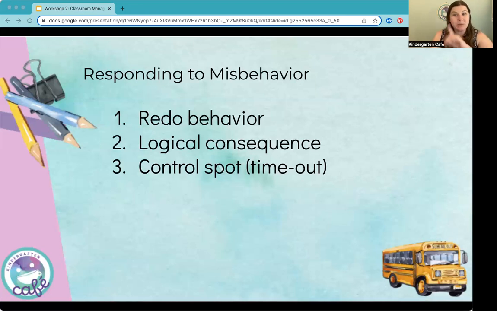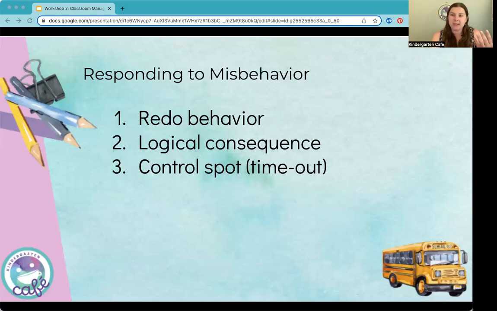A really, really good one, if kids are using the whiteboard markers inappropriately, is a problem in my class this year. Oh, now you have to use paper and pencil, and they hate that. So that's a great consequence. And we'll talk about consequences in just a second.